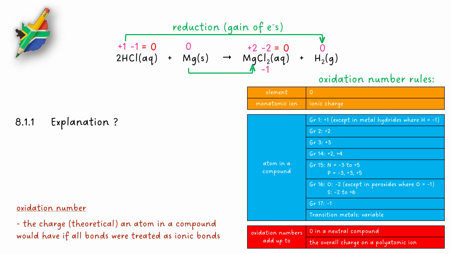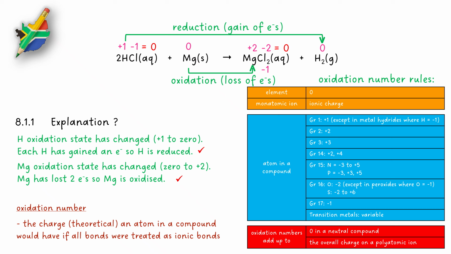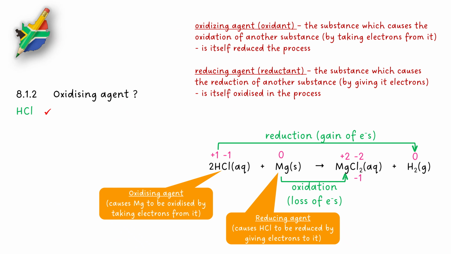The oxidation number of magnesium has changed from 0 to +2. Magnesium lost electrons, so magnesium is oxidized. Giving the oxidation numbers before and after the reaction for those elements where the oxidation number changed proves that this is a redox reaction. Here we need to identify the oxidizing agent.